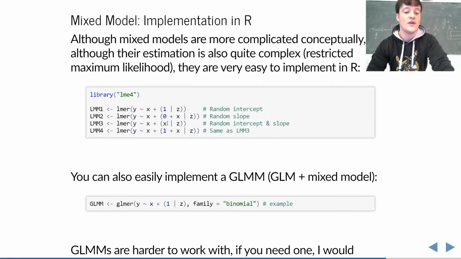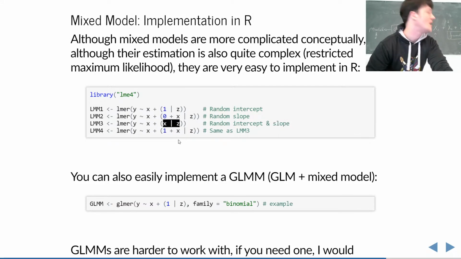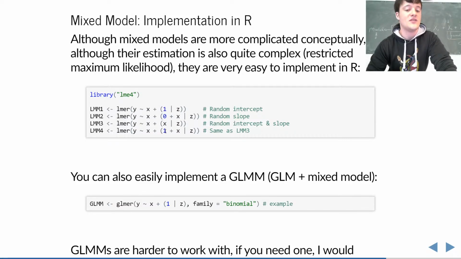If I want to do both, I can just say (x | z), because the default is to include an intercept, for reasons we're not going to go into now. And that means that it's the same as saying (1 + x | z), because 1 then means intercept, and x is the thing we want a random slope for.